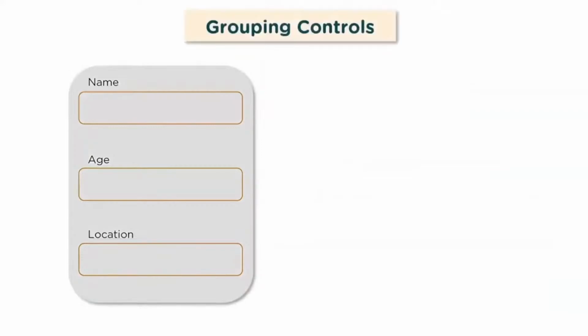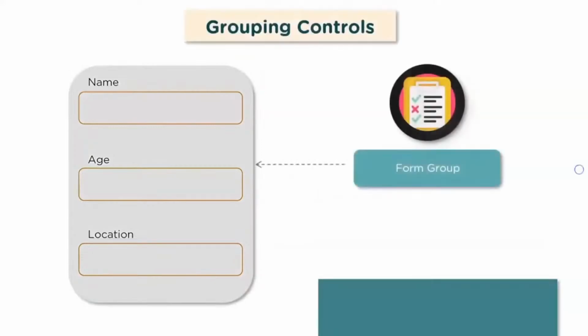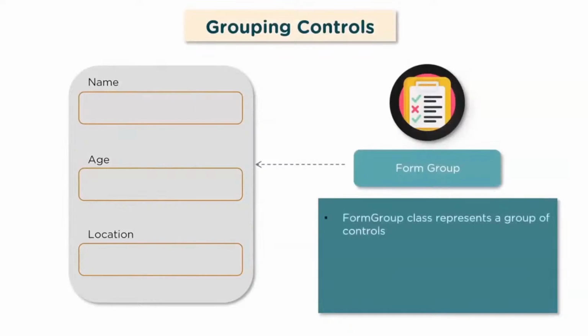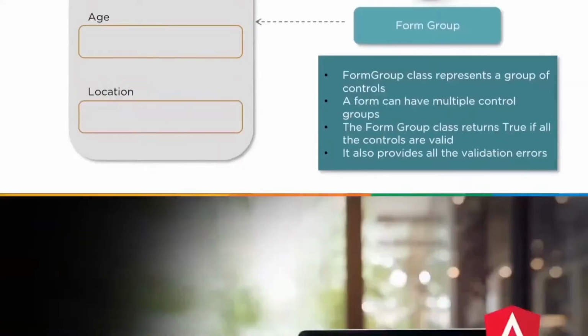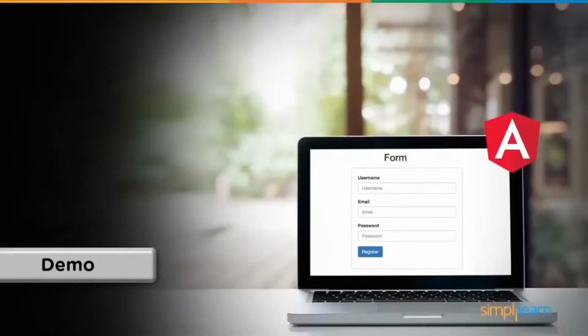It makes it easier to understand which field's value is invalid or which field has not been entered, etc. Now moving on to form group. So a form group class represents a group of controls. A form can have multiple group controls. The form group returns true if all the controls are valid and provides validation errors if there are any. So I hope this was clear. So moving ahead, let's look at the demo to explain all of these features. I'm sure it will become extremely clear once you look at the demo.